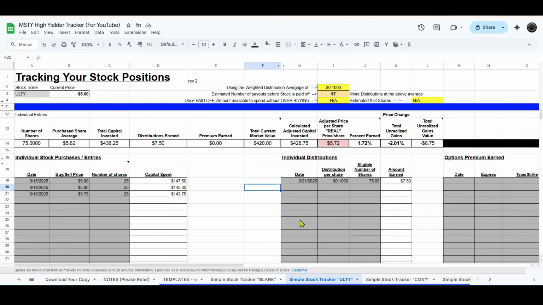So I don't know about you, but I'm quite excited, right? I got into ULTY the first week, and I am pretty happy with my purchase. And for some of the others who may have a higher price average, that's okay. Enter in your information, enter in your purchases, enter in your distributions, and see what your adjusted price per share is afterwards.